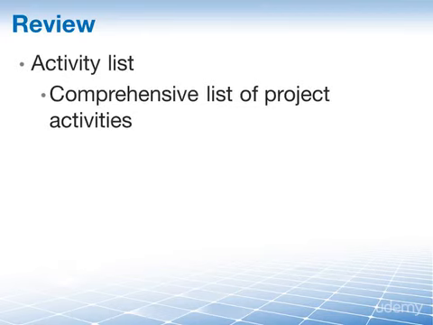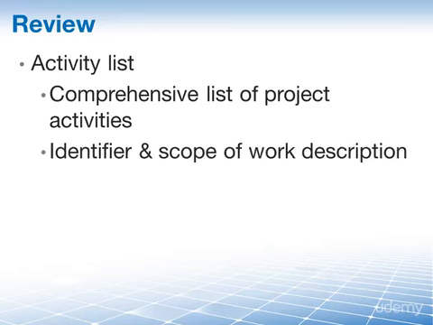Let's review. The activity list is a comprehensive list of all of your project's activities and results from the define activities process. Included in the activity list is an activity identifier as well as a scope of work description, so that the project team members who are assigned to performing the work get a good understanding of what actually has to be performed. We're describing it for them.